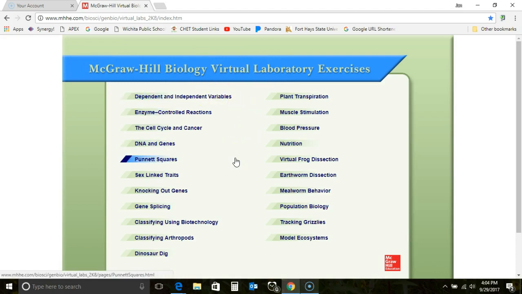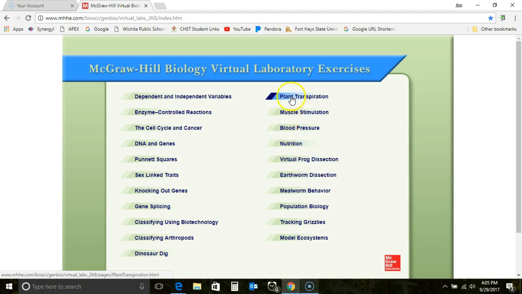These are great also if you have kids that need to study something for school. You can do a virtual lab. I love the dependent and independent variables lab. I also have a virtual frog dissection, although I am offering a real frog dissection for my students. Some of them just don't want to touch a dead animal, so they have the option to do the virtual or the real one.